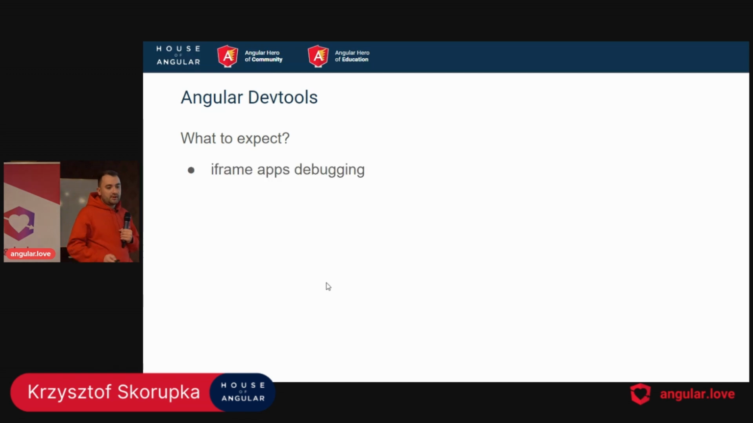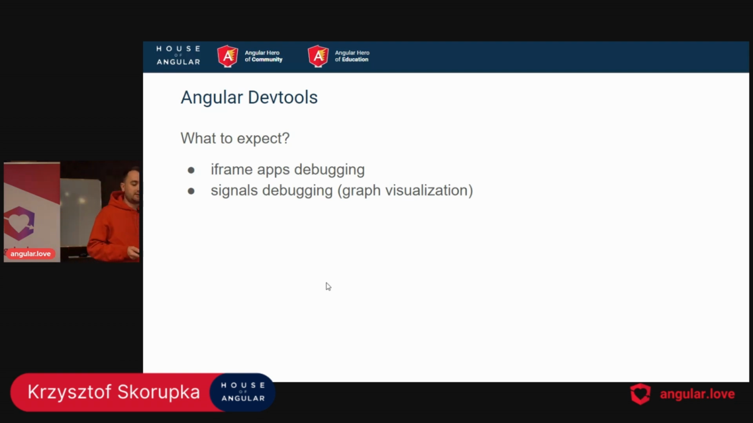And then what we can expect is being able to debug iframe applications, because right now we can only debug the applications themselves, not being embedded in iframes, but only the apps we have currently open in our browser. And then also something similar for signals. I mean, something similar to this DI debugger. There will also be a graph that will visualize how the reactive graph looks. And this will be pretty helpful as we'll be working more and more with signals.